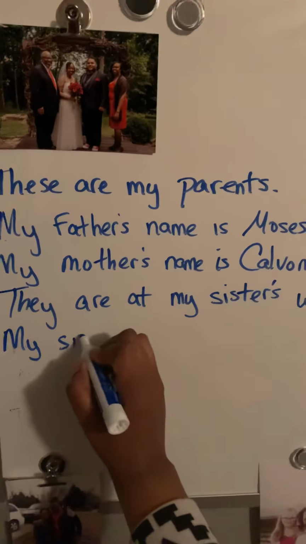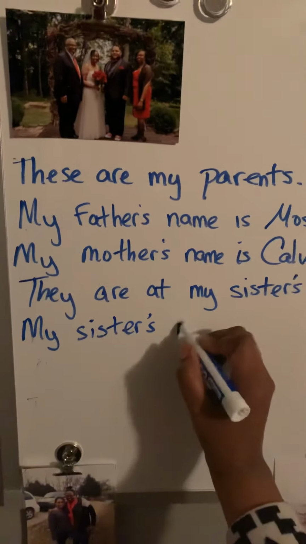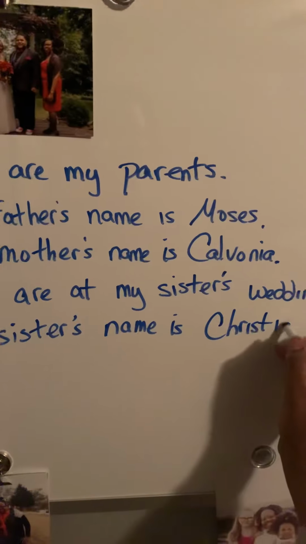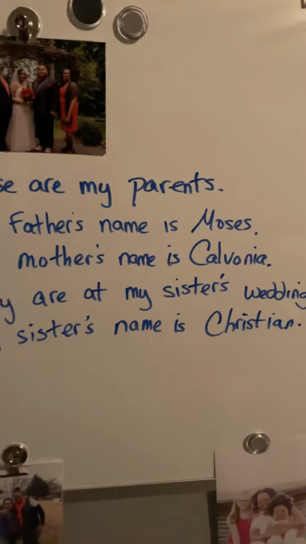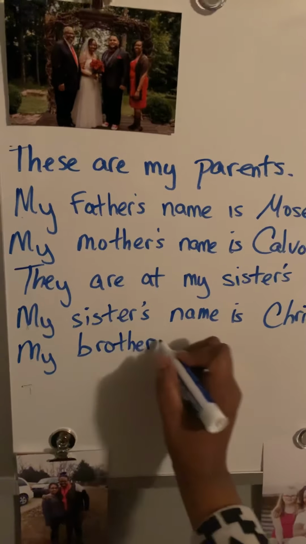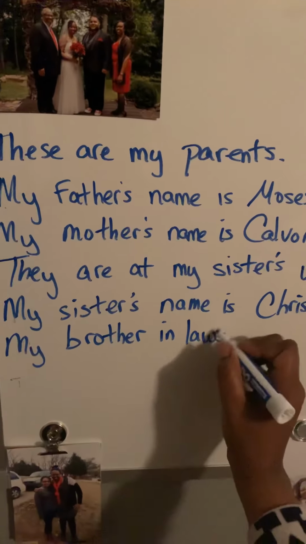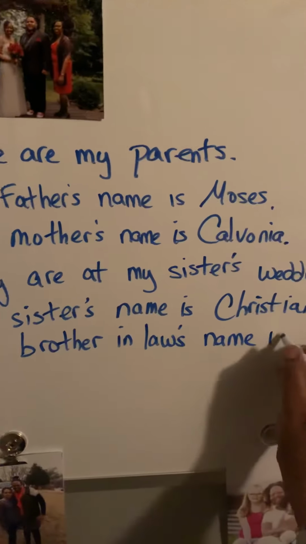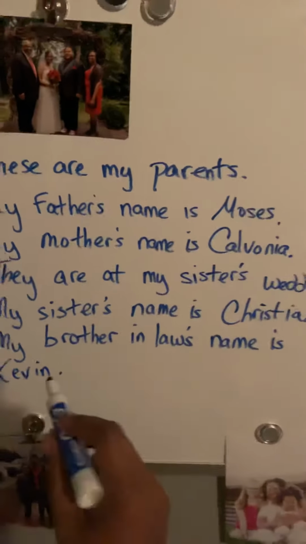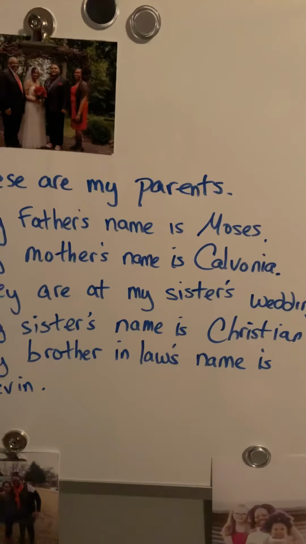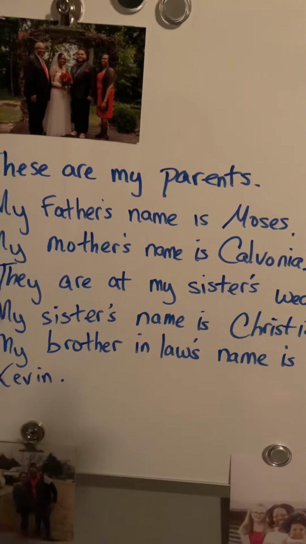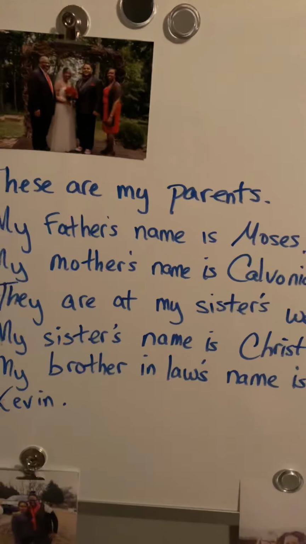My sister's name is Christian. My brother-in-law's name is Kevin. So a brother-in-law is the husband of my sister. A sister-in-law would be the wife of my brother.